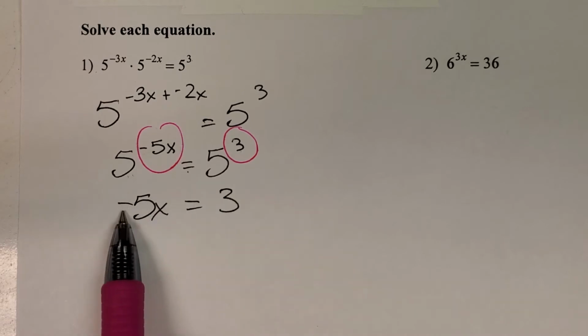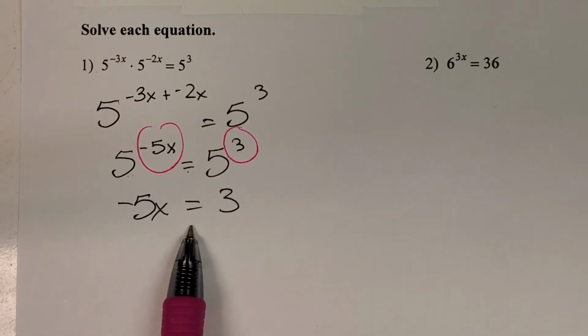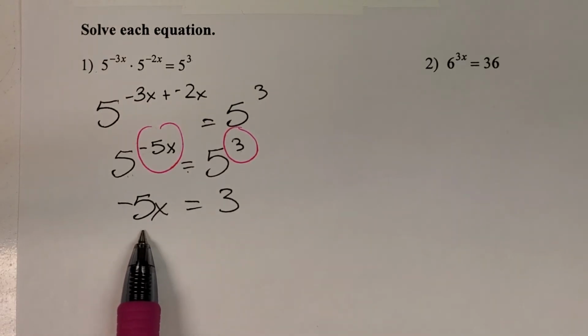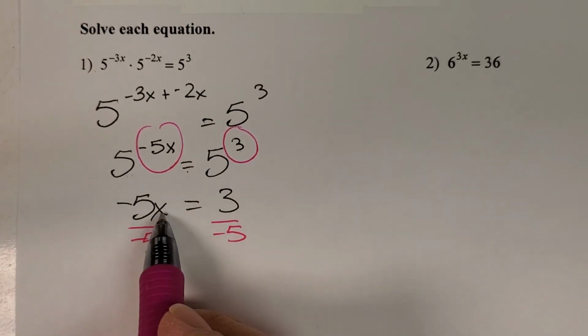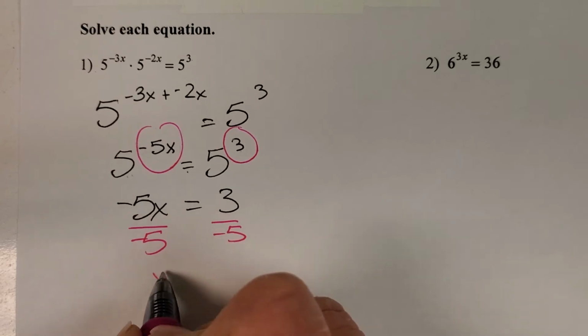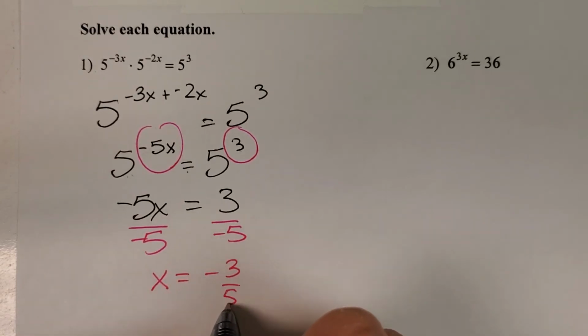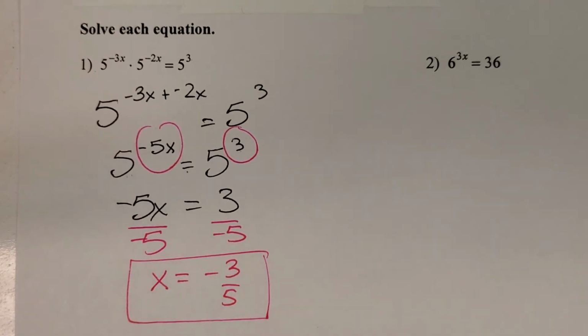This is always going to be a linear equation because we haven't learned any other kind of equation yet. So we're going to divide both sides by negative 5 to get x alone. That's our goal, to find out what x is. And we find out that x equals negative 3/5. And that is our answer.